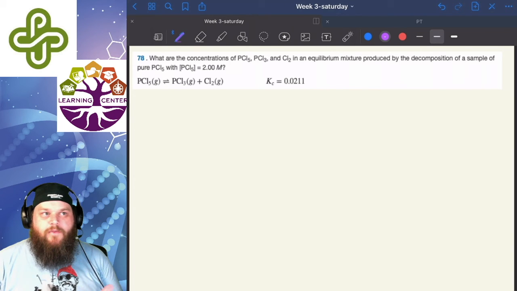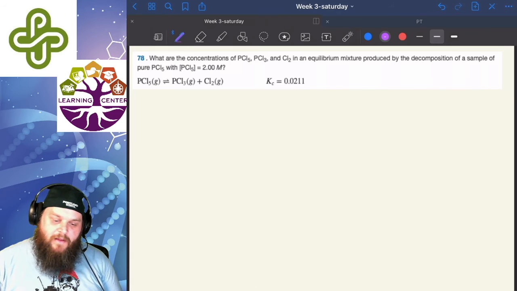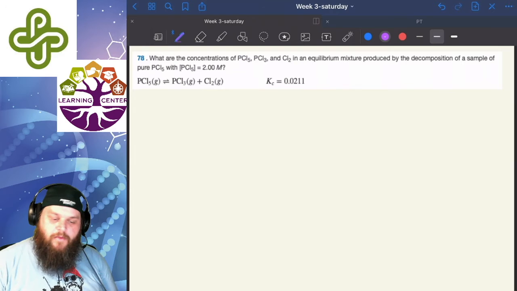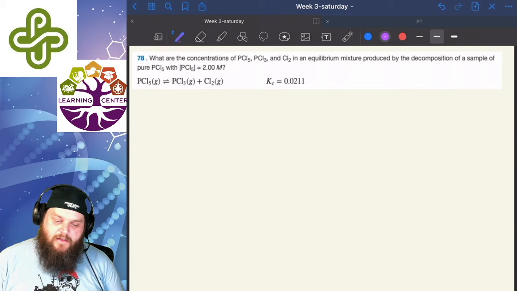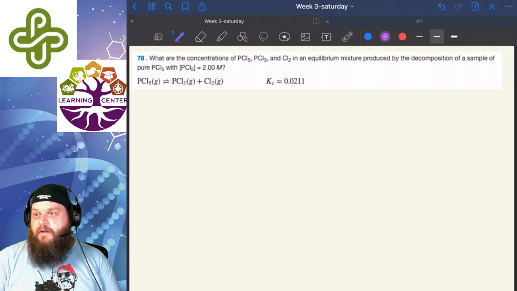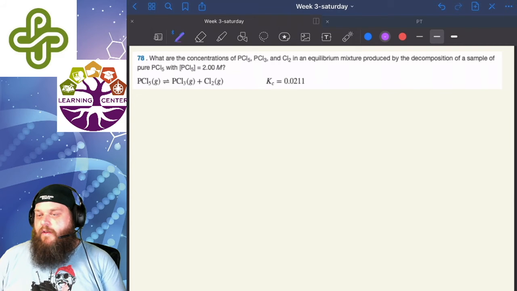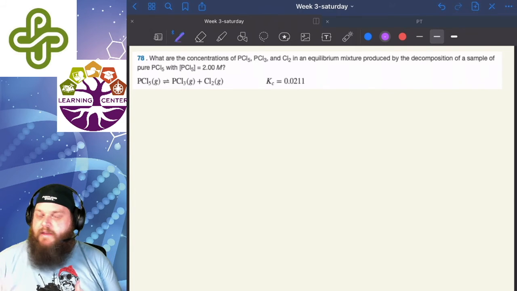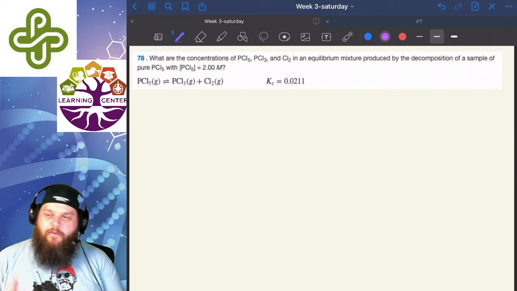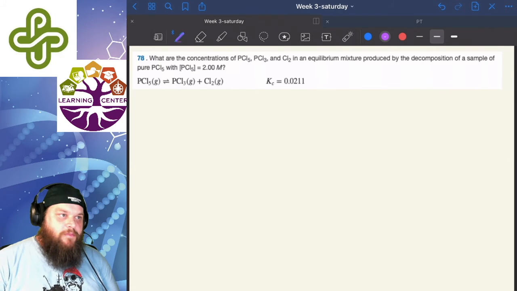To take that one step further, in this next problem, we want to find out the concentrations of the products and reactants, PCl5, PCl3, and Cl2, in this equilibrium mixture, which is produced by the decomposition of pure PCl5. The concentration of PCl5 that we have is 2.0 molar. So this is telling us this is what we're starting with. We want to know what are the concentrations at that equilibrium point, and they give us the equilibrium constant for this. So for this type of problem, we use what's called a RICE table or ICE table.